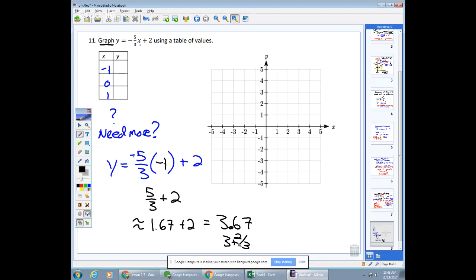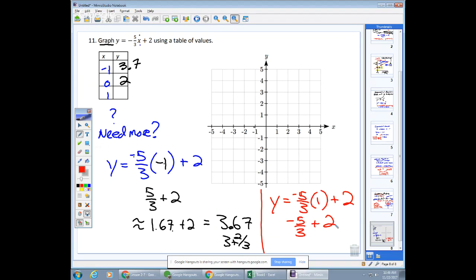All right, so if x is -1, y is about 3.67, which I could also call 3.7 to the nearest tenth, because I really can't plot a hundredth on this scale. You with me? So 3.7 is probably good enough. If I plug in 0 here, 0 times anything is 0, plus 2 gives me a 2. If I plug in 1, I get y equals -5/3 times 1 plus 2, which is -5/3 plus 2.